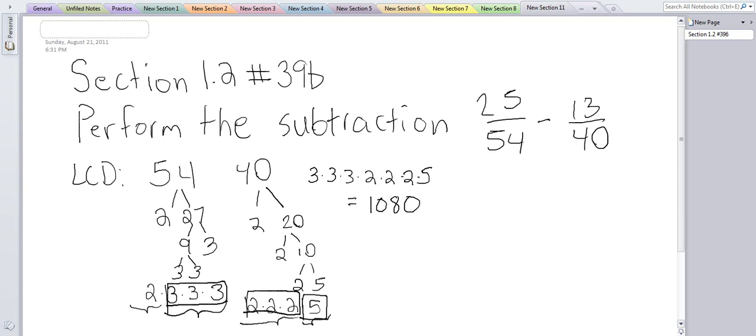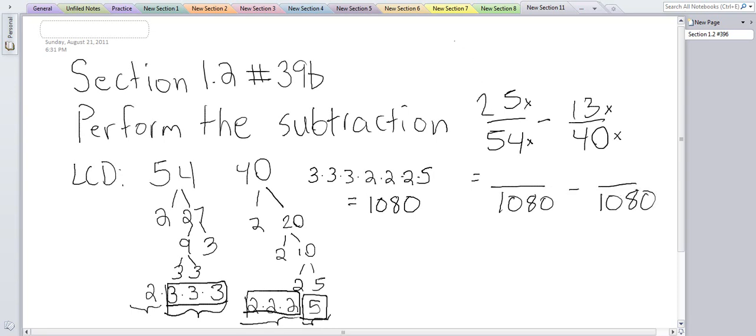Now we need to figure out what do we need to multiply by in the numerator and denominator of each fraction to come up with a common denominator of 1080 for both of them. Well, if you're not sure, here's what I would do. I would say this 1080 divided by the 54, so the new denominator divided by the old denominator will give you what number to multiply by, which for this one is 20. So 20, 20, then 25 times 20 is actually 500.